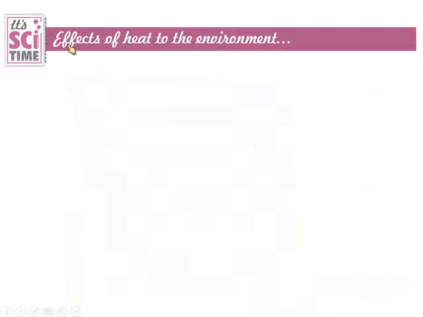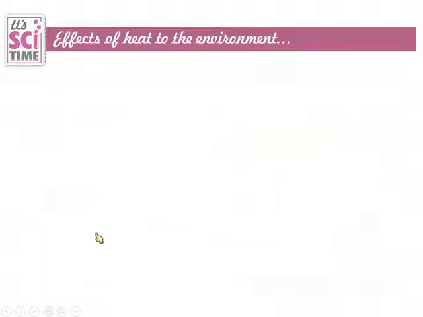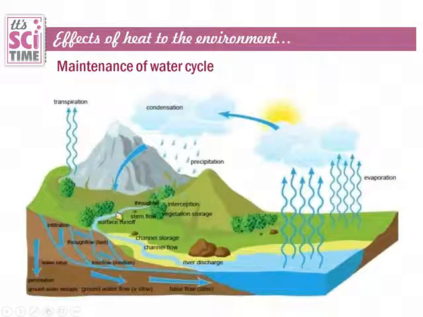Then the effects of heat on the environment. What are the effects of heat on the environment? Number one, maintenance of the water cycle. This time the heat is provided by the sun, and the sun causes evaporation of water. When heat decreases, condensation takes place. Again it precipitates as rain, and the rainwater flows back, and that water again evaporates, and the cycle continues. To continue this cycle, heat is a very important thing.